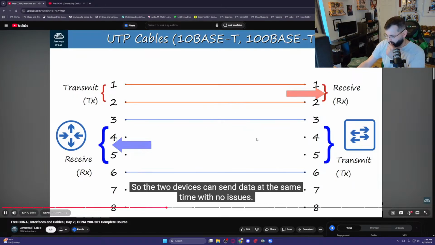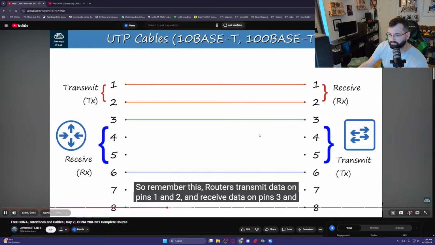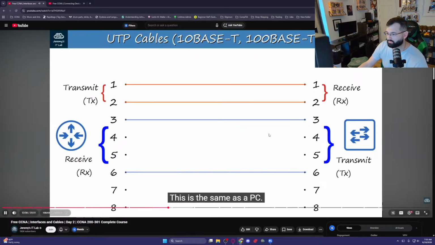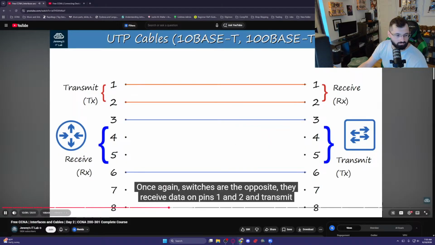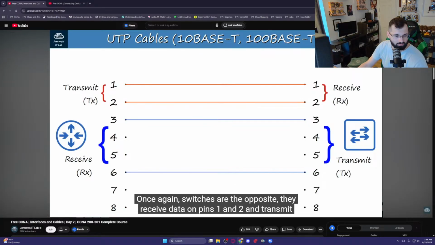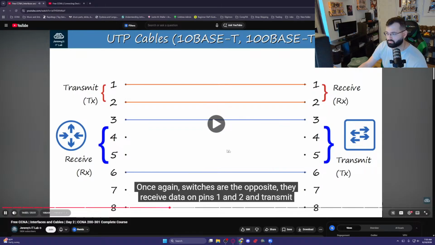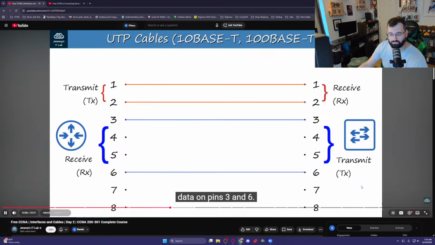So remember this. Routers transmit data on pins 1 and 2, and receive data on pins 3 and 6. This is the same as a PC. Once again, switches are the opposite. They receive data on pins 1 and 2, and transmit data on pins 3 and 6.